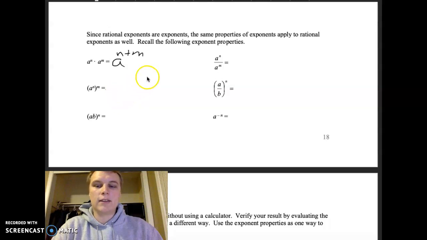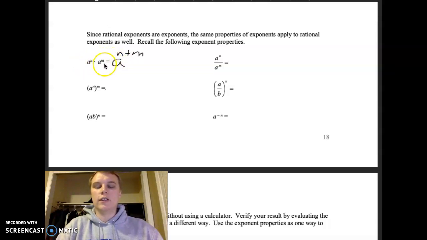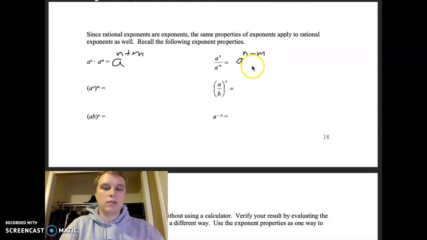If you want to think about it, think of a as 2, and so you have 2 to the third times 2 to the first. The 2 is going to combine here, and then your exponents are going to add together to get 2 to the fourth. Then we go over here, and this is just the opposite. We have the same base, but the two expressions are dividing. So when they divide, our exponents are going to subtract. So we have a to the n minus m.